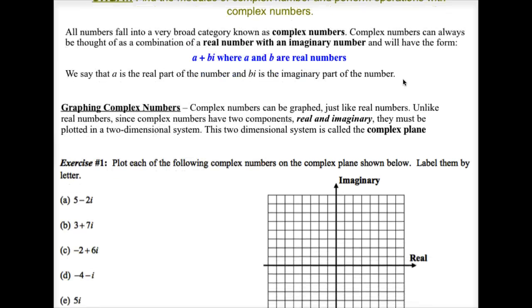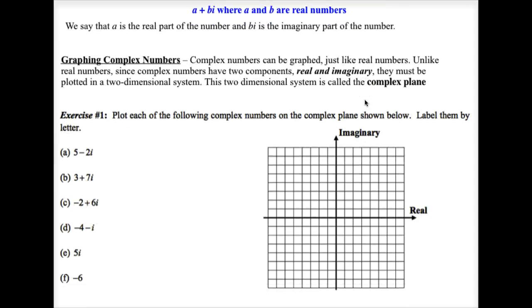So let's go into what is a complex number. All numbers fall into a very broad category called complex numbers. Complex numbers can always be thought of as a combination of a real number with an imaginary number. Remember, earlier in the first lesson we talked about an imaginary number, in the form a plus bi, where a and b are real numbers and i is the imaginary part. We say a is the real part and bi is the imaginary part.